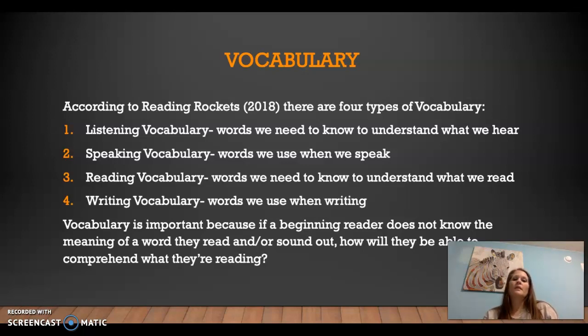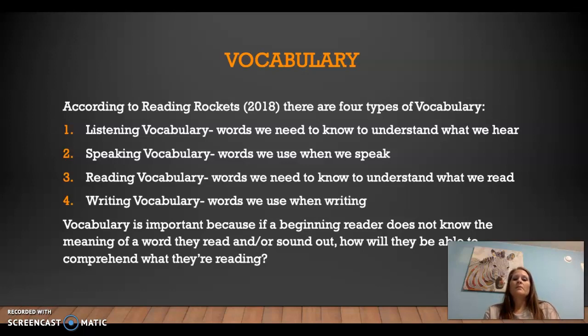Speaking vocabulary, same thing. My son could speak to me and use some of the words I spoke to him, but put them in the wrong context because he didn't understand the words he's saying. He just knows the big words, but he doesn't know what they mean and how to insert them properly into his sentences. Reading vocabulary is the words we need to know to understand what we read, and writing vocabulary is the words we use when writing.